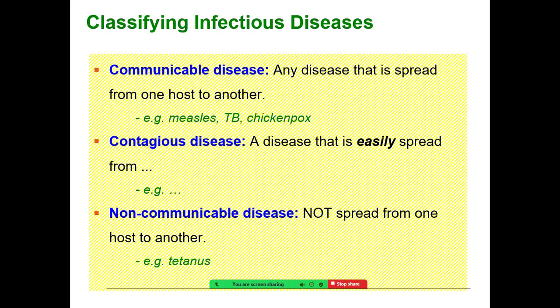There are also non-communicable diseases, diseases that are not normally spread from one host to another. For example, somebody who gets botulism or tetanus, they're not going to spread that, at least under normal circumstances. So we call it a non-communicable disease. Yes, it is an infectious disease because a microbe causes it, and you picked up the tetanus bacteria, Clostridium tetani, which causes the disease, but you're not likely to spread it to someone else.